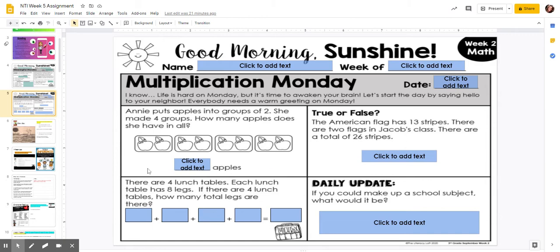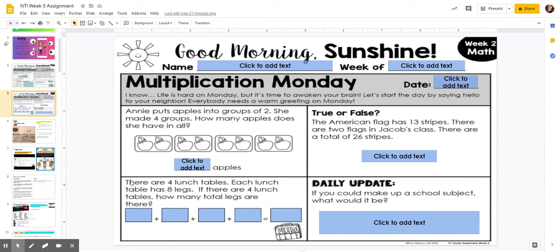So with the apples, pay attention to how many groups you have. A group is just whatever on a plate or whatever is circled. And then the number being repeated is what you would add together each time. So in this case, there are always 2 apples in each group. So if it was repeated addition, you'd be adding 2 together each time.